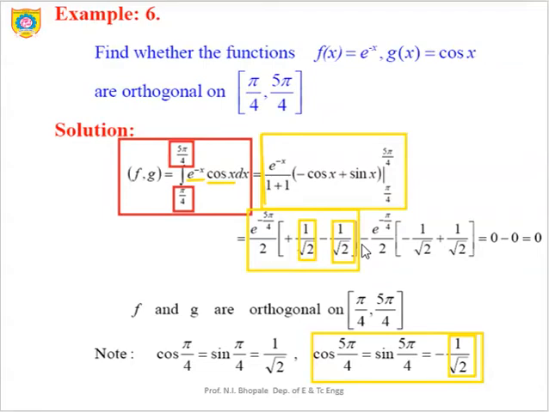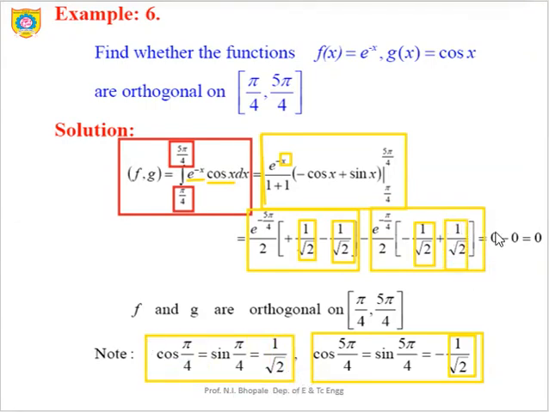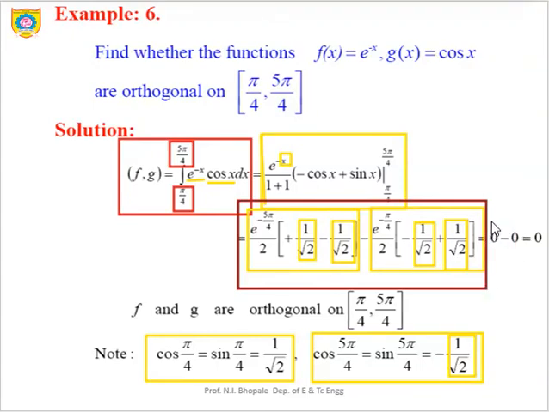Next, apply the limit pi by 4. For e raised to minus x, instead of x we put pi by 4. For getting these values, what is sin pi by 4? Sin pi by 4 is 1 by root 2 and cos pi by 4 is also 1 by root 2. By putting all these values, ultimately the result gives 0 minus 0, so 0 minus 0 becomes equal to 0.